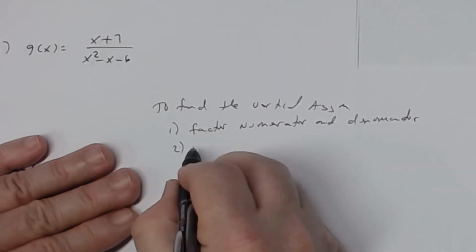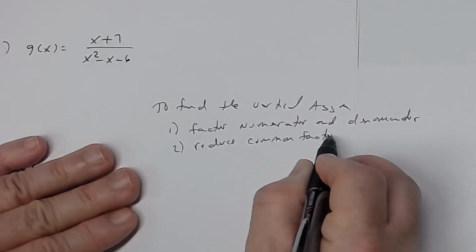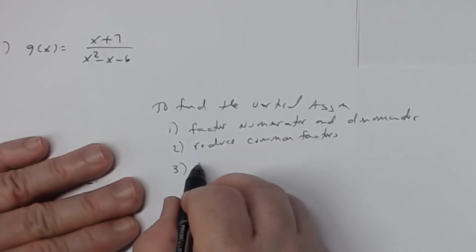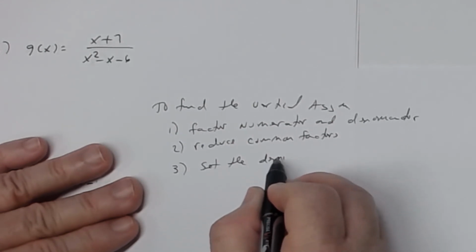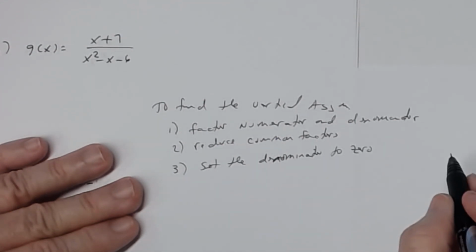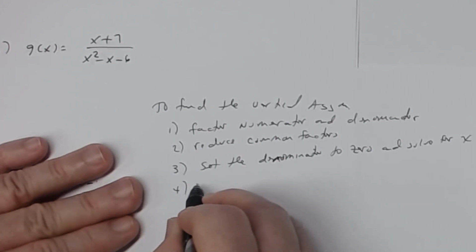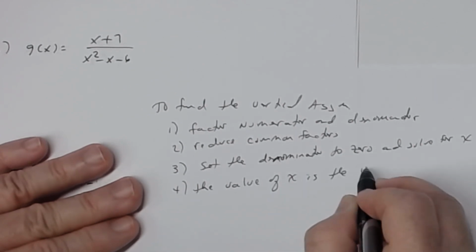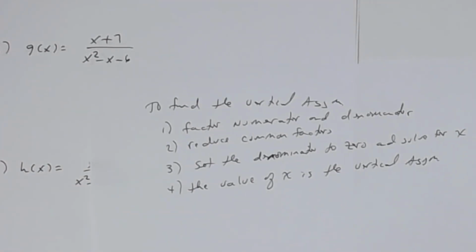Number two, reduce common factors. Number three, once you reduce the common factors, set the denominator equal to 0 and solve for x. The value of x is the vertical asymptote. Okay? The value of x is a vertical asymptote.